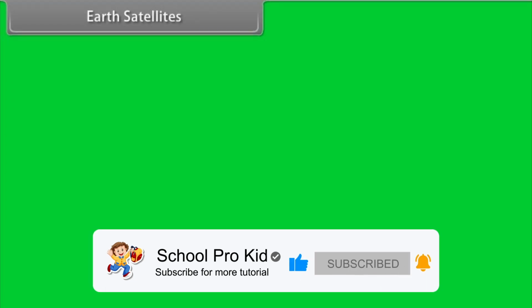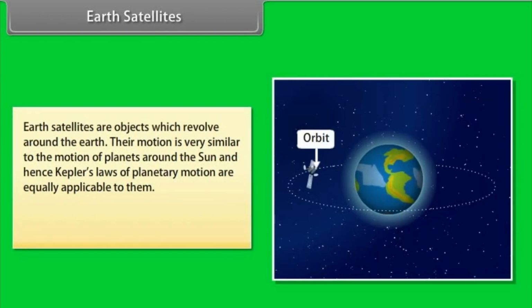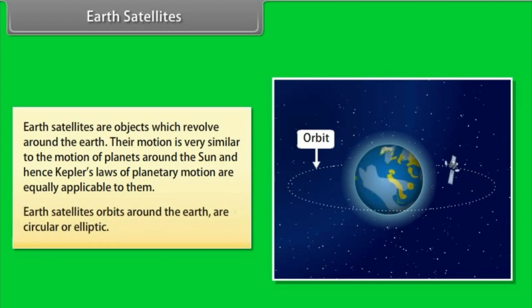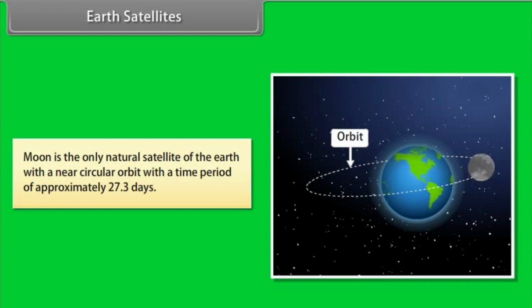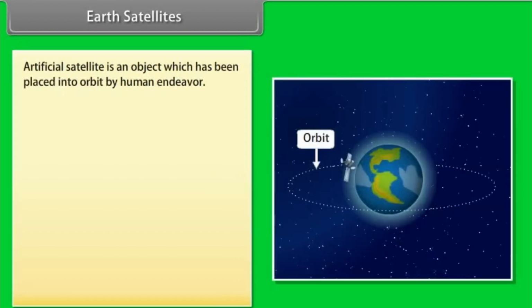Earth satellites. Earth satellites are objects which revolve around the Earth. Their motion is very similar to the motion of planets around the Sun, and hence Kepler's laws of planetary motion are equally applicable to them. Earth satellites' orbits around the Earth are circular or elliptic. Moon is the only natural satellite of the Earth, with a near circular orbit with a time period of approximately 27.3 days. An artificial satellite is an object which has been placed into orbit by human endeavor.